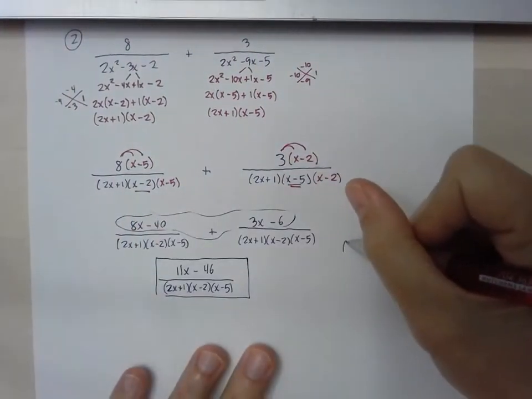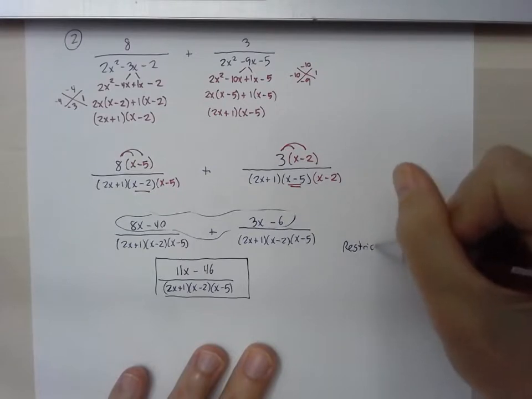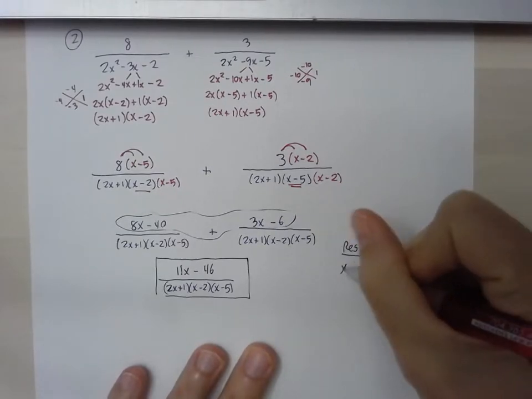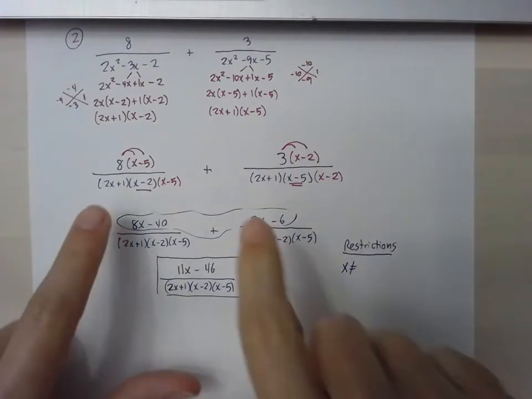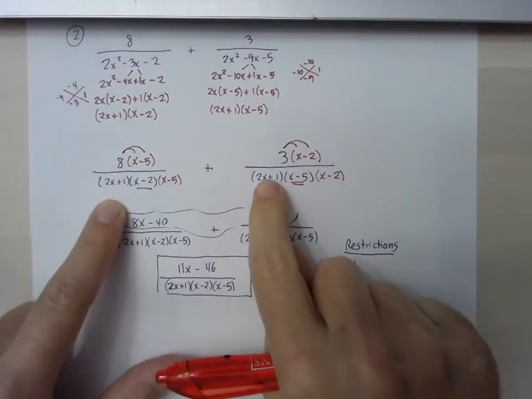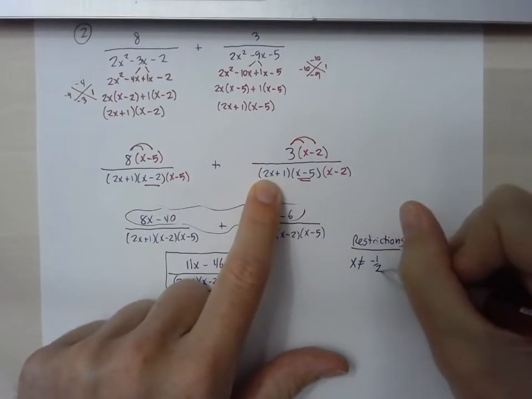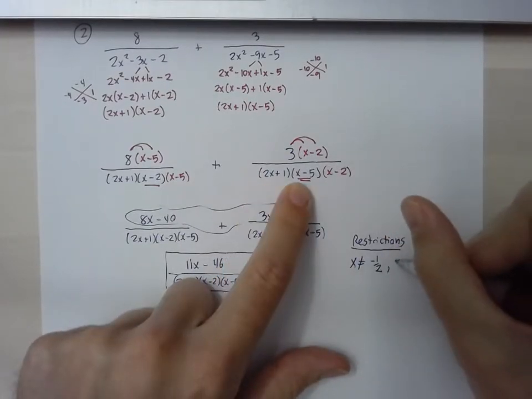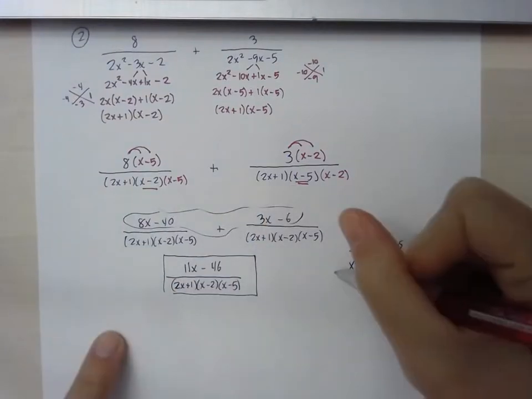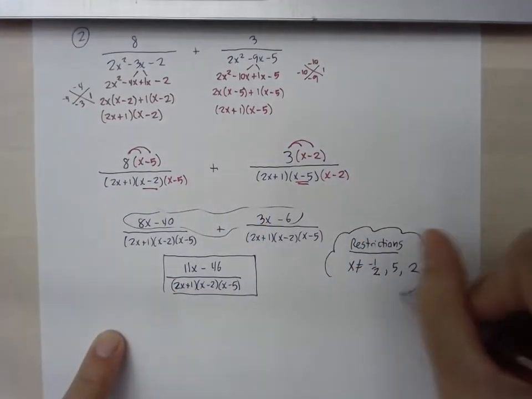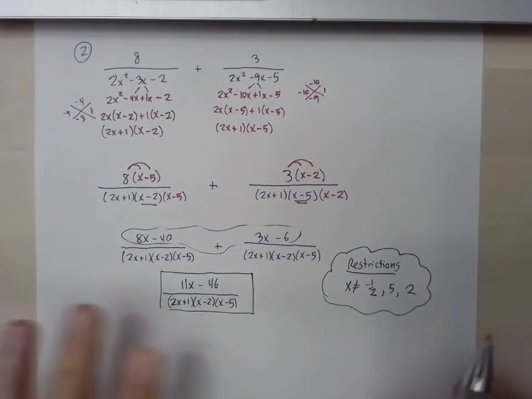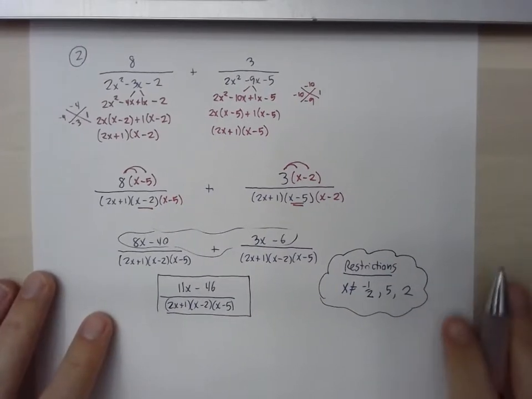Let's talk about restrictions. Usually I try to do that before I simplify it, but sometimes I forget. What can x not equal? Well, what's going to make this 0? That's going to be negative 1 over 2, positive 5 and positive 2. So x cannot equal those values. So that is your answer when you simplify it.